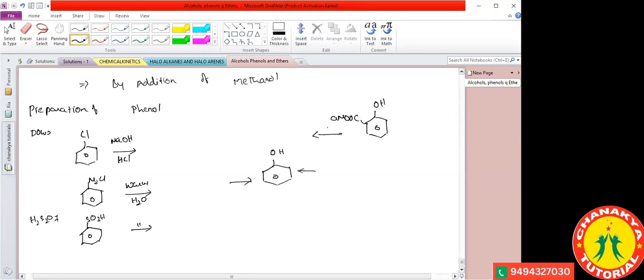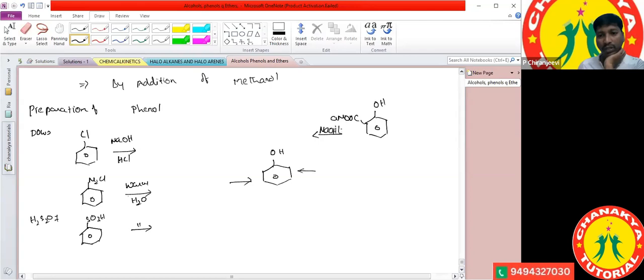Sir, NaOH plus CaO. Very good. It is a mixture of sodium hydroxide and calcium oxide, which is called soda lime. By the decarboxylation reaction, it forms phenol.